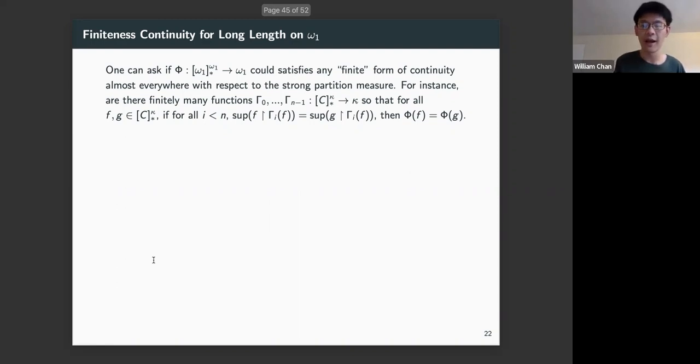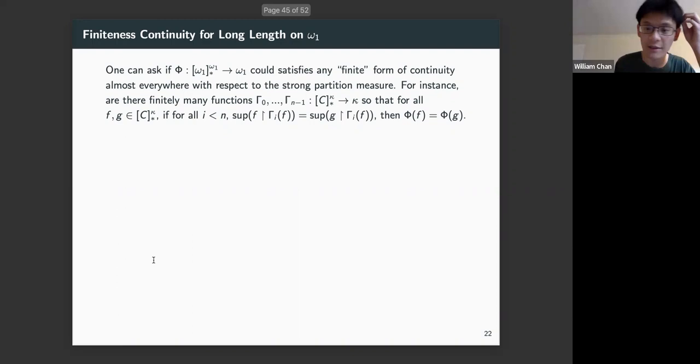So naturally, you can ask, what is the best kind of continuity result you can get for functions from omega1 to omega1? Is there any type of finite continuity result that you get for these sort of things?